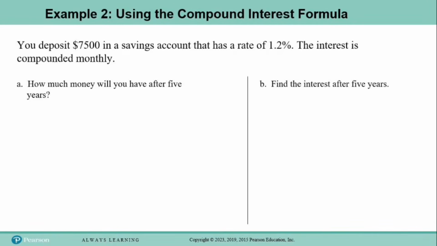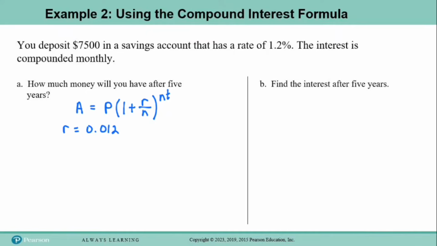Okay, example 2. You deposit $7,500 in a savings account that has a rate of 1.2%. The interest is compounded monthly. How much money will you have after 5 years? Again, we are going to start by writing down our formula, and then we can see that the principal is $7,500. Let's write down our interest rate, because we have to convert this to decimal form. When we move the decimal back 2 places, we're going to have r equals 0.012.